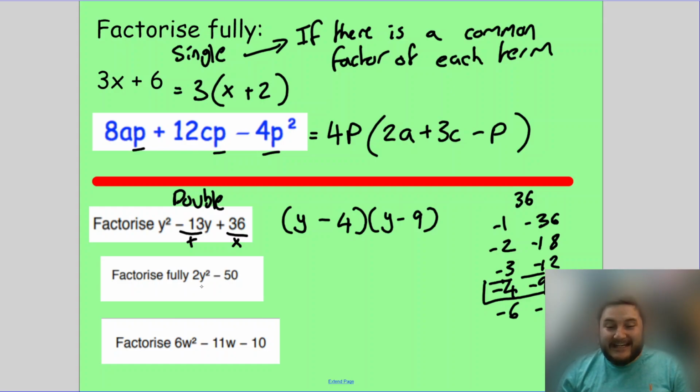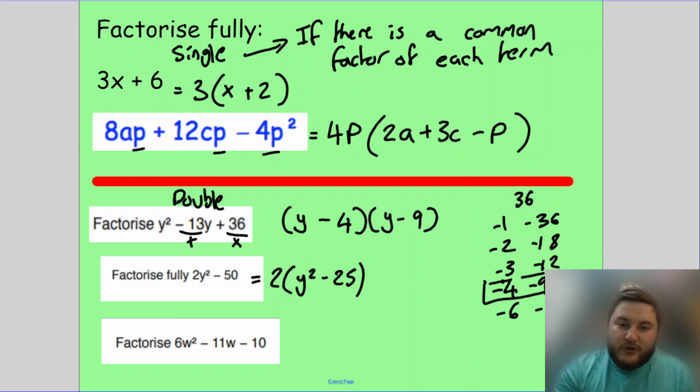There is actually a single bracket factorisation you can do first, because 2 is a factor of 2y squared, and 2 is a factor of 50. So I could perform a single bracket factorisation on that. So I'll get 2 brackets y squared take away 25. What I've done by doing a single bracket factorisation is I've made this smaller and a little bit more manageable, a little bit easier to factorise. So now I need to just factorise this.